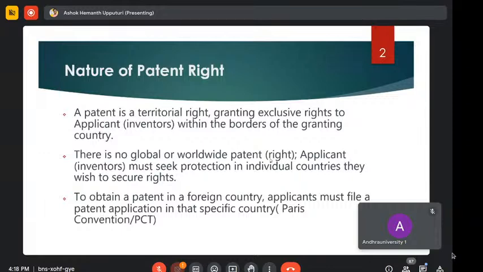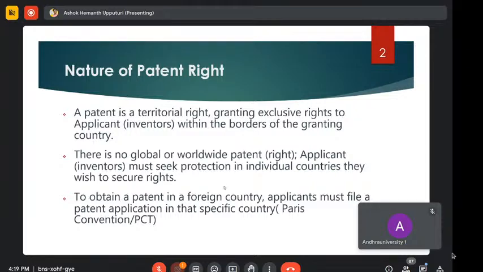Can you hear me? Yes, we are able to hear you. Go ahead. Okay. There is no global or worldwide patent. I mean to say nobody will give the right worldwide because the right is territorial. You can file the patent by using PCT or by using the conventional route in different countries, which facilitates how to file your application. But if you want to get a patent right, you have to file in the respective country. That is the meaning of no global or worldwide patent. The right you should get from the respective territory, because the right is given by the country.